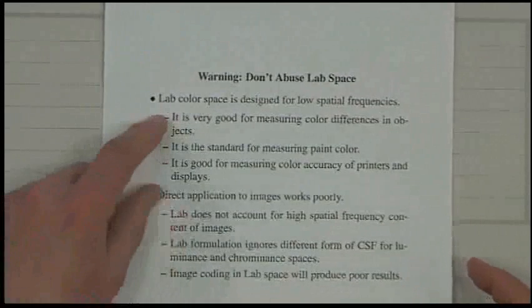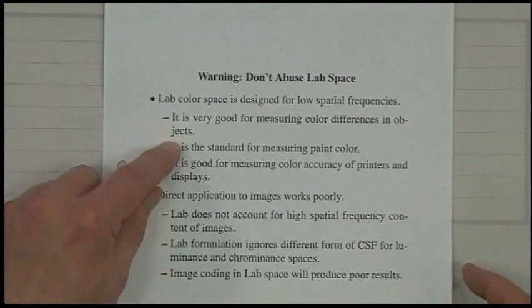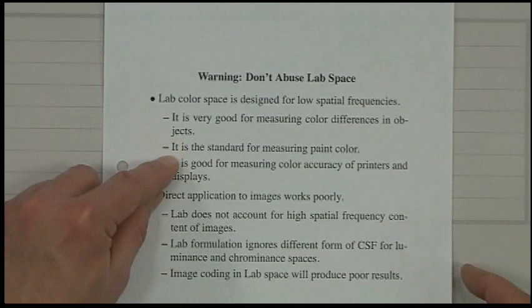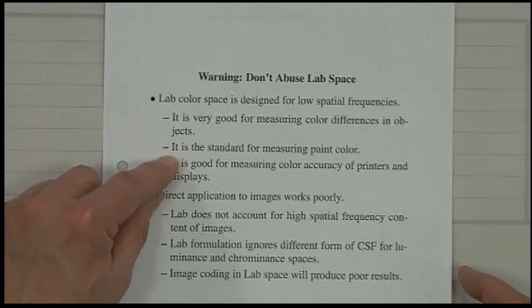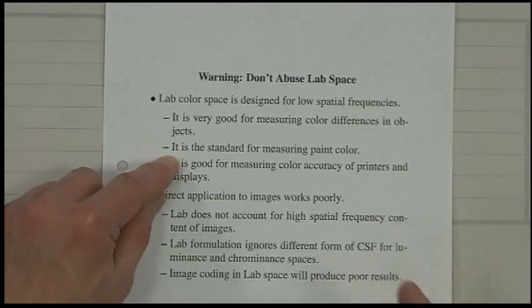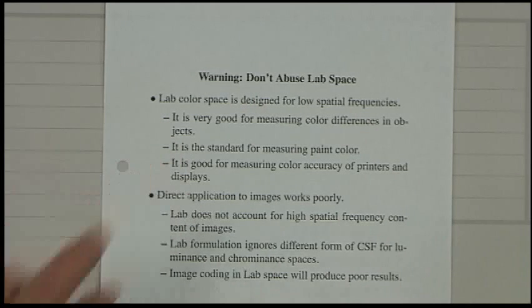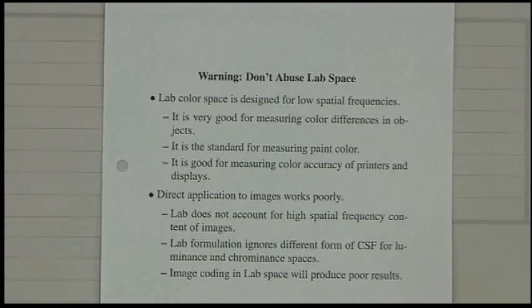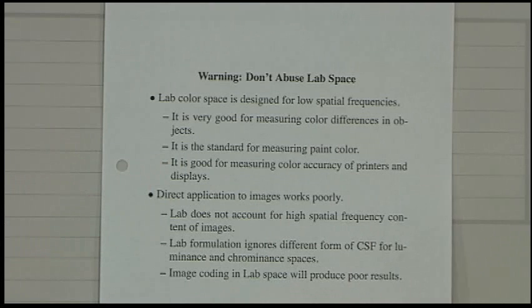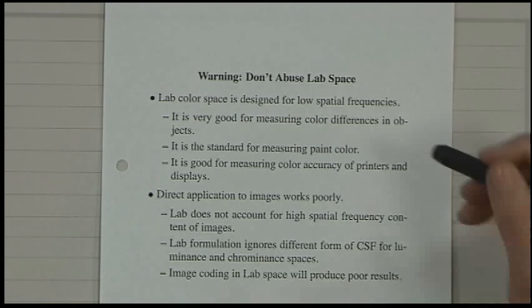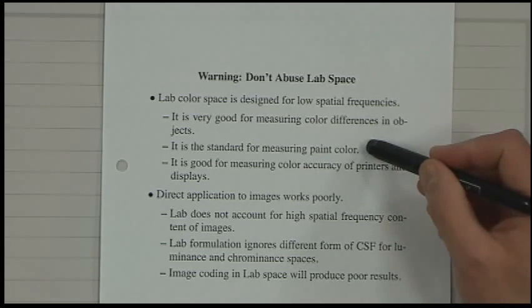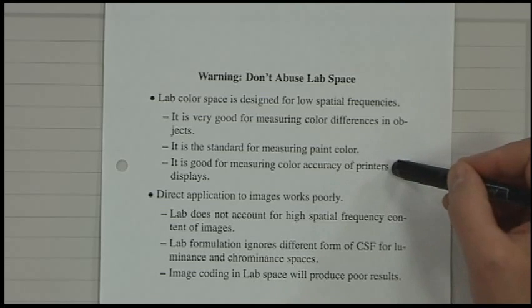So LAB is appropriate. It's very good for measuring color differences in objects. It's the standard for measuring, say, paint colors. There are some specific applications, so LAB is widely used. You can use it with different observers, like the 2-degree or the 10-degree observer in the CIE, and in principle you can use it with different white points. But LAB is widely used for these kinds of applications.